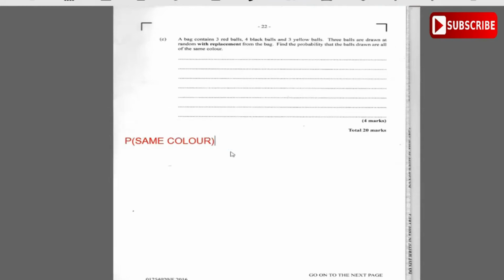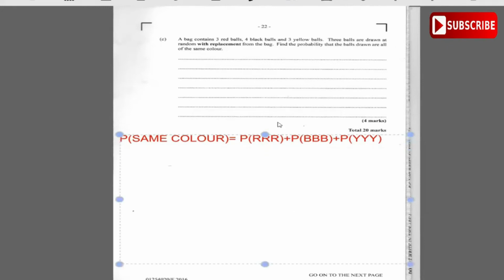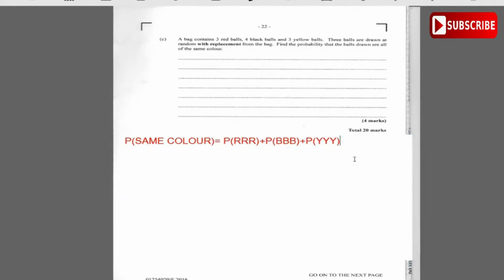Probability of being the same color is equal to the probability that you draw 3 red balls, or you draw 3 black balls, or you draw 3 yellow balls. All right, that's the probability you draw the same color. Nice and easy. So let's look at how to calculate this now.